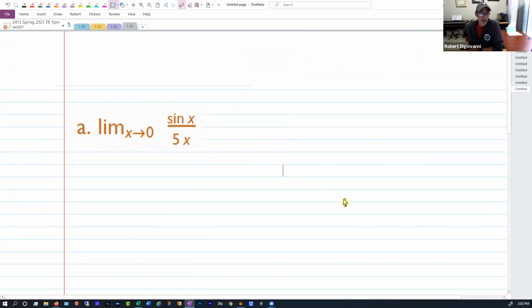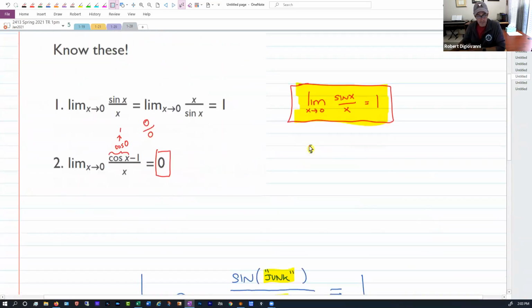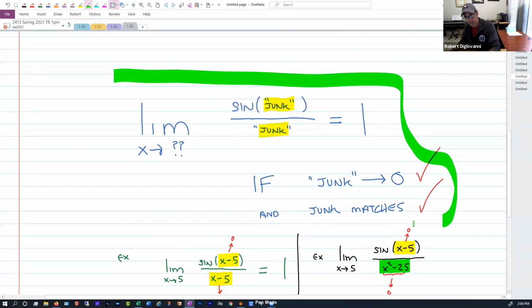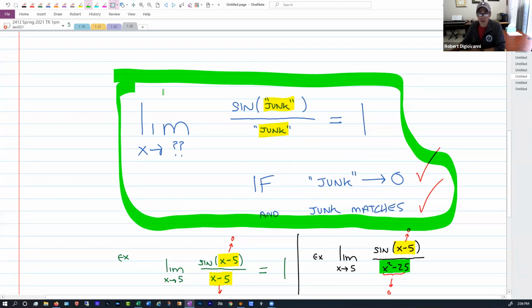Limit as x goes to 0 of sine x over 5x. If we try direct substitution, we get sine of 0 over 5 times 0, which is 0. Everyone here knows sine of 0 is 0, so we get 0 over 0, this is bad. But there's no algebra trick we can use because we haven't done anything like this. So the only thing we can use is that thing that I just presented you with. Well, hold on. That's all we can use.